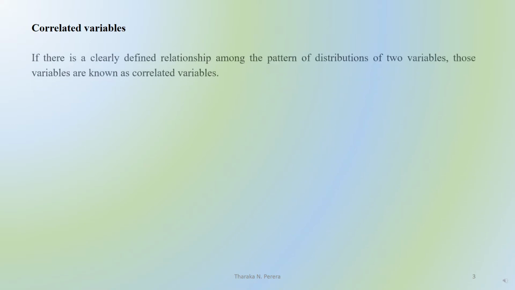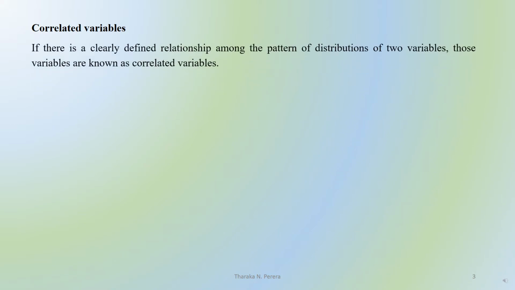Let's consider correlated variables, which are also known as interrelated variables. If there's a clearly defined relationship between the patterns of distributions of two variables, those variables are known as correlated or interrelated variables. As examples, the age of a person and his intelligence level, and the price of a good and its quantity demanded.